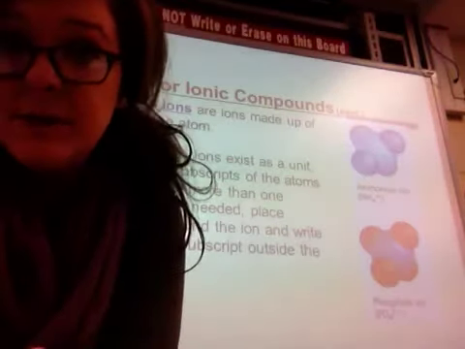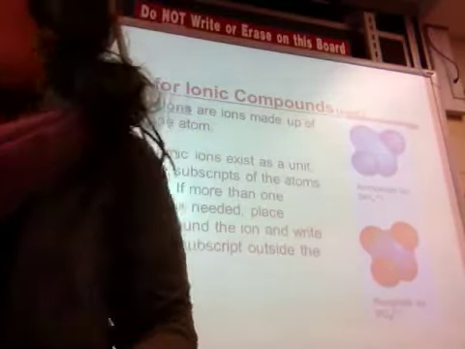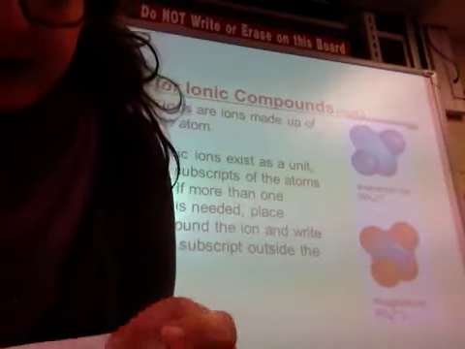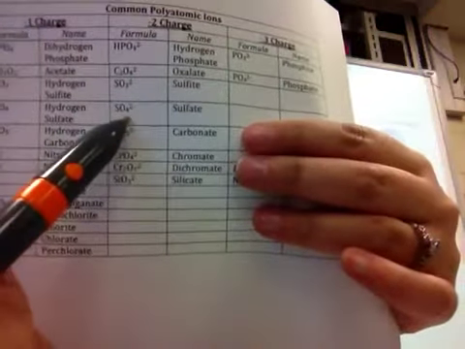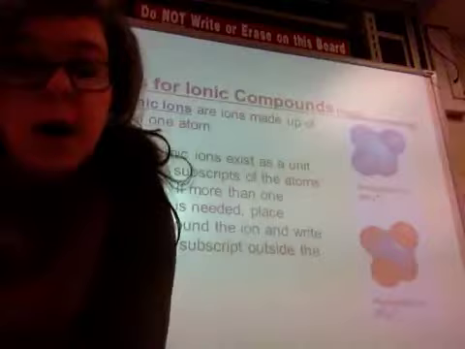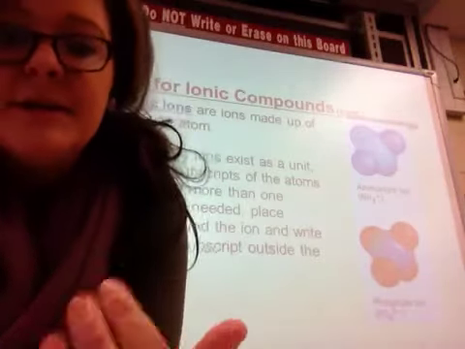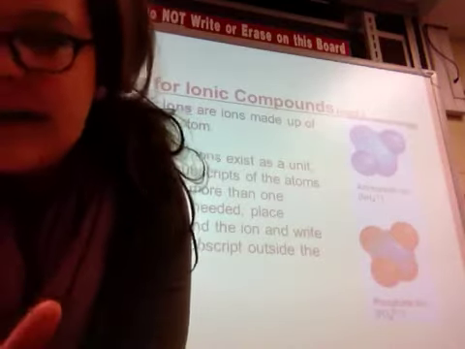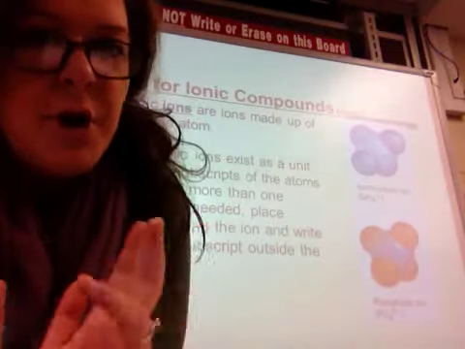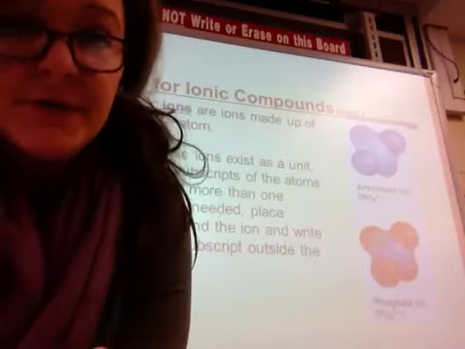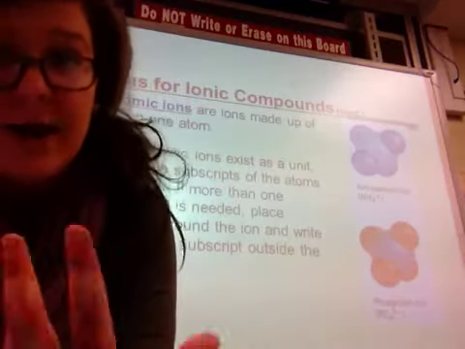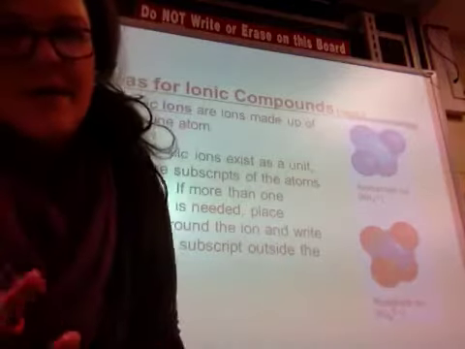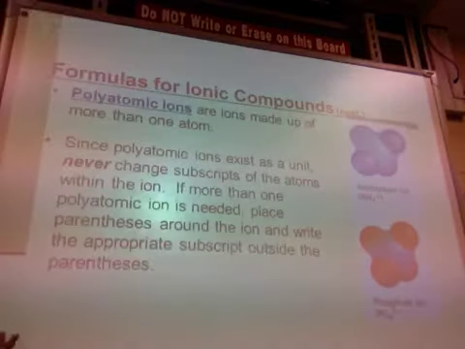So sulfate. Let's find sulfate on your chart, on your little piece of paper. Sulfate right here, that'd be SO4. And sulfate is SO4 and it has a -2 charge. That means that sulfate will always be SO4. I'm never going to change it. It always acts as a unit. I change nothing about the numbers on it. It will always be SO4. So it exists as a unit, and that's really important that we know that that's how polyatomic ions work.